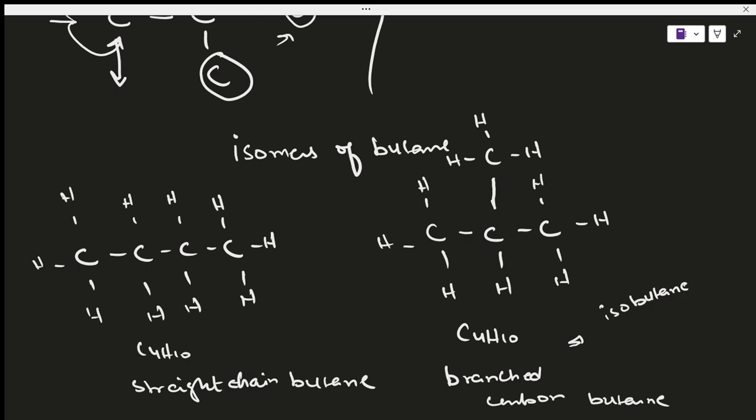And you might have one question here, which is that, okay, you might say that this is the main structure. How can this be an isomer itself? If this is the main structure, you're saying that there are 2 isomers of butane, and if this one is the main structure, how can this be an isomer? And that's a very valid question, because this makes sense. If something is a main structure, how can that thing be an isomer?